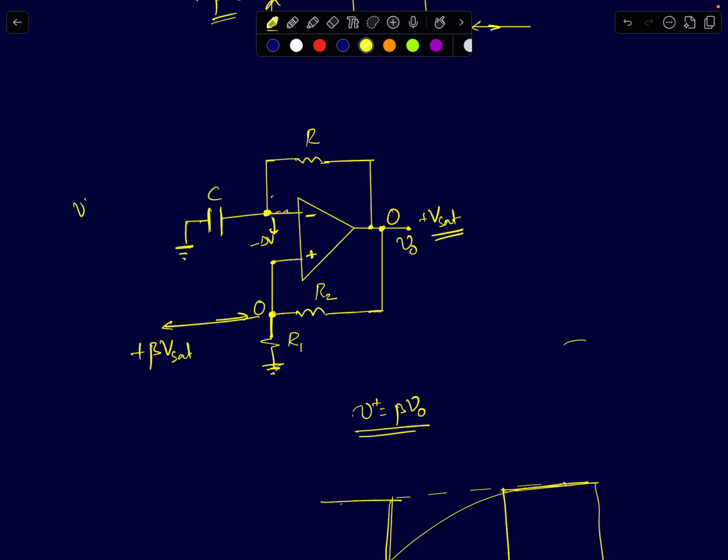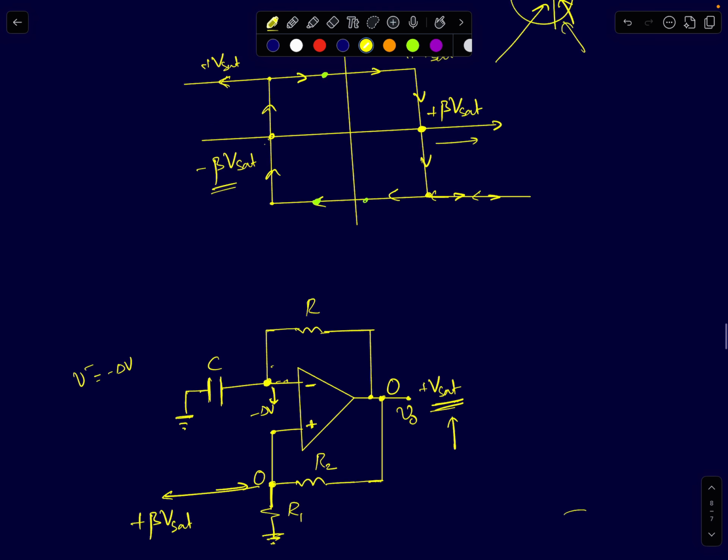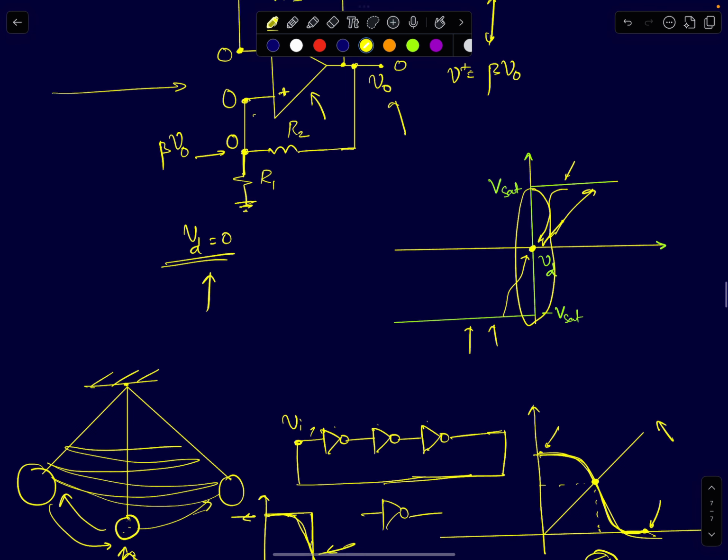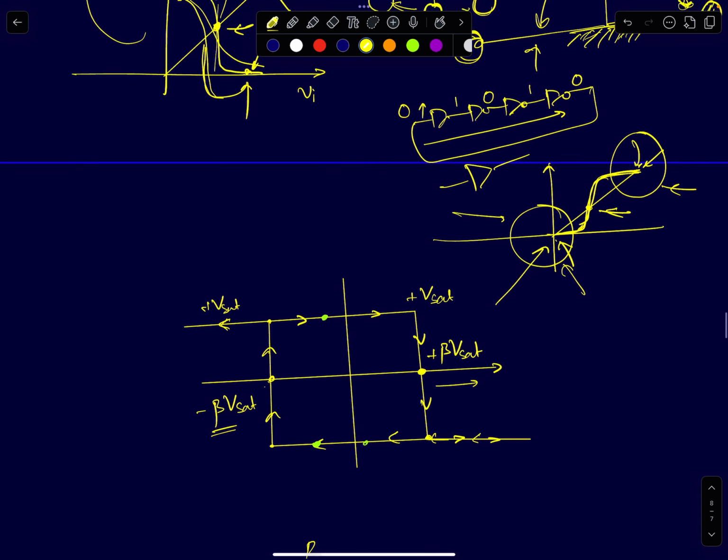And since V minus is at minus delta V, which I'll assume is very close to DC, 0, the output will now stay put at plus Vsat itself. Okay, remember, when I was analyzing the previous circuit, there was both positive and negative feedback I assumed there.